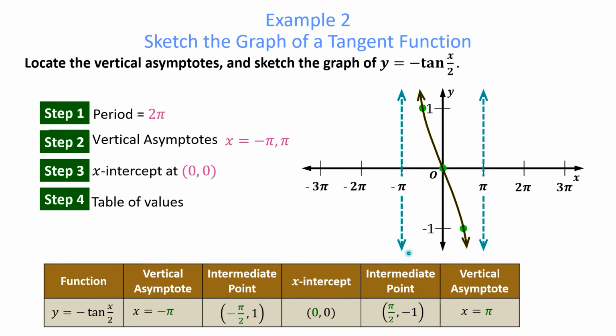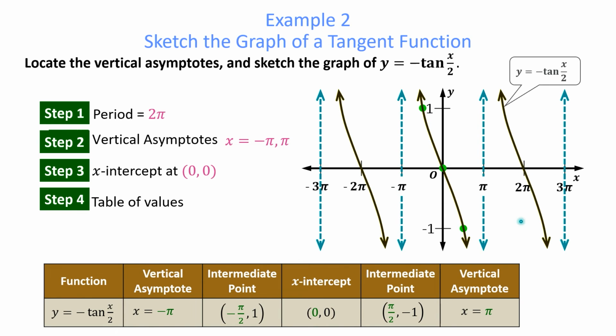So we know the period is 2 pi, and we want cycles to the right and one more cycle to the left. So starting from this vertical asymptote, we'll simply add 2 pi to give us a vertical asymptote at 3 pi, and then subtract 2 pi to give me a vertical asymptote at minus 3 pi, and then we simply draw in what we have in blue over here to give us another cycle here, and then one more cycle on the right hand side. And this completes the graph of y equals minus tan of x over 2.